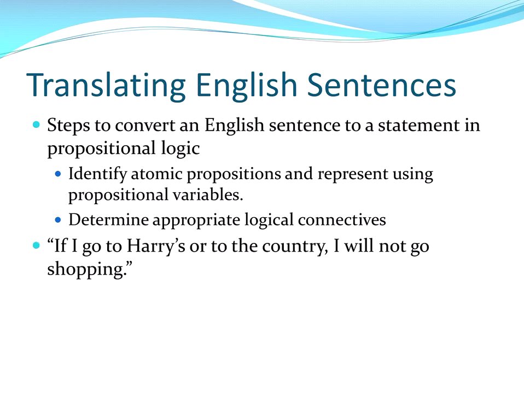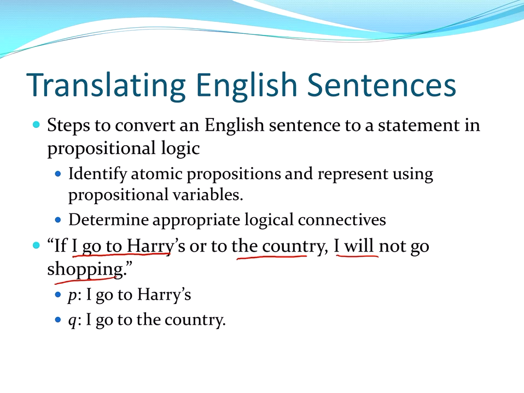For example, if I have the sentence, "If I go to Harry's or to the country, I will not go shopping." We can see that one atomic proposition might be I go to Harry's, the other one might be I go to the country, and the third would be I will go shopping. Let's call those P, Q, and R. And let's look for connective language. "If" suggests there's an implication in there somewhere. We have an "or", and also we have a "not", so a disjunction and a negation.